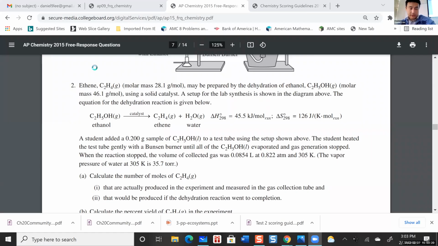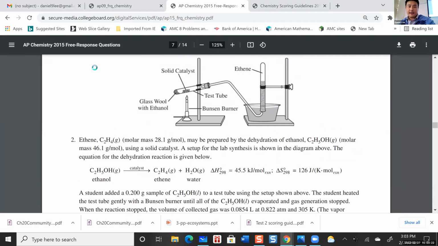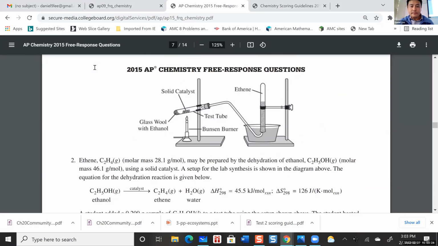Okay, so here we have this setup. You can see the setup's collecting a gas over here. So the bubble, and you collect the gas here. So for gas, PV equals nRT, you can find out how many moles were collected. And you're heating something with a catalyst, so you speed up the reaction. So ethanol is being heated, and the gas travels in here and is collected over here. So that's a very simple setup to collect a gas product.